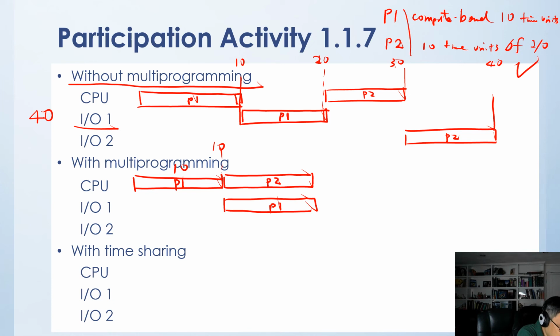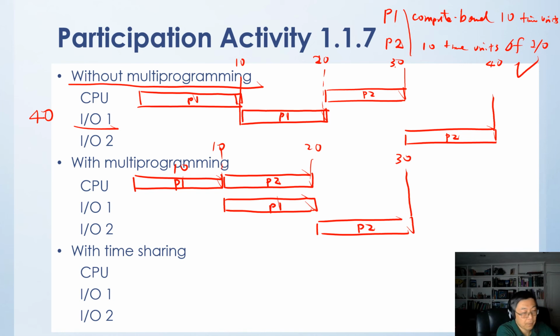Now at time 20, P1 completes its job because P1 finished IO1, and P2 completes the CPU operation. Then it is followed by the I/O operation for P2. So P2 is going to finish at 30. Does it make sense? So the total operation time is going to be 30 time units.